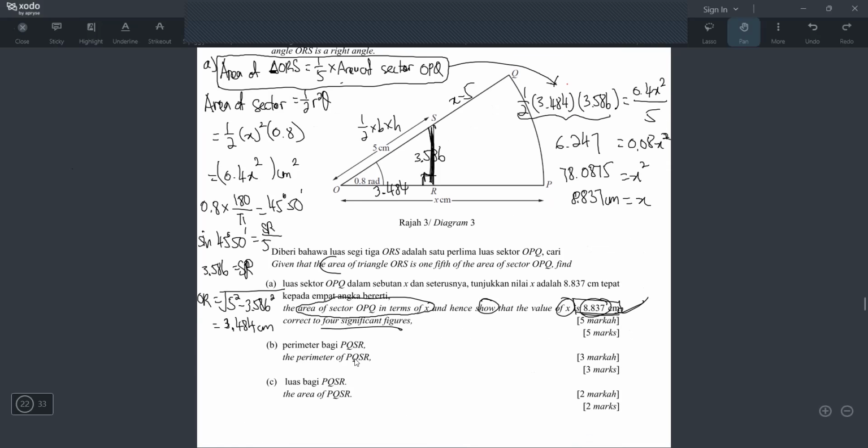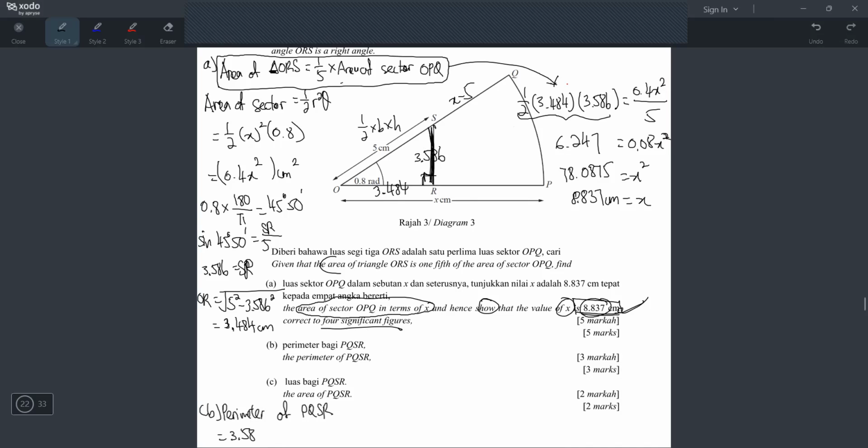B says perimeter of PQSR. Where is PQSR? So this one. So how many lines I have to pass to find the perimeter? Only 4 lines, right? So the first line is the SR, and then SQ, and then PQ, and then PR. So let's do it here. So perimeter of PQSR. So I already know some lines here, right? I already know the SR line, which is 3.586.